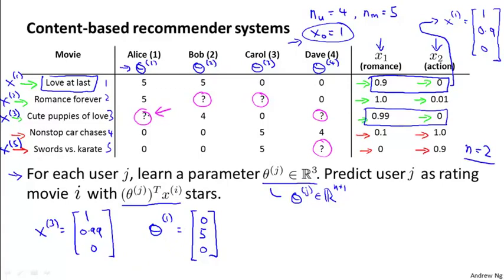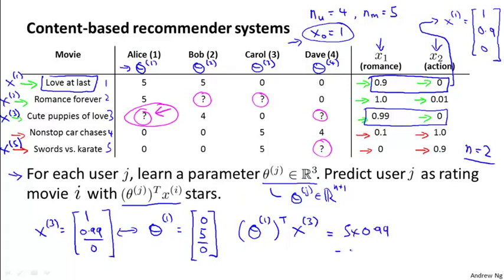So our prediction for this entry is going to be equal to theta 1, that is Alice's parameter vector, transpose x3, that is the feature vector for the Cute Puppies of Love movie number 3. And so the inner product between these two vectors is going to be 5 times 0.99, which is equal to 4.95. And so my prediction for this value over here is going to be 4.95. Maybe that seems like a reasonable value if indeed this is my parameter vector theta 1.